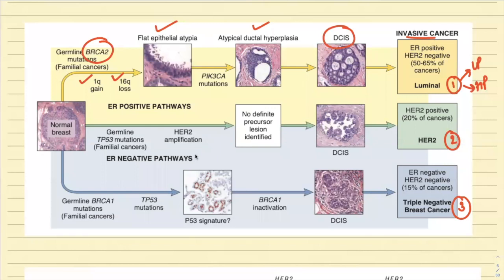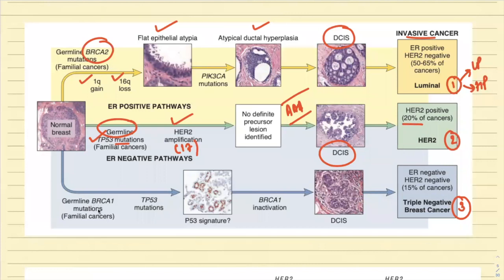Followed by the second pathway, that is the HER2 positive tumors. If you see here, you have Li-Fraumeni syndrome, where the TP53 mutation occurs in the germline, with HER2 amplification in chromosome 17. No definite precursor is identified, although atypical apocrine adenosis has been suggested as a precursor, again giving rise to DCIS. And finally, you have the HER2 positive cancer comprising 20% of all these tumors.